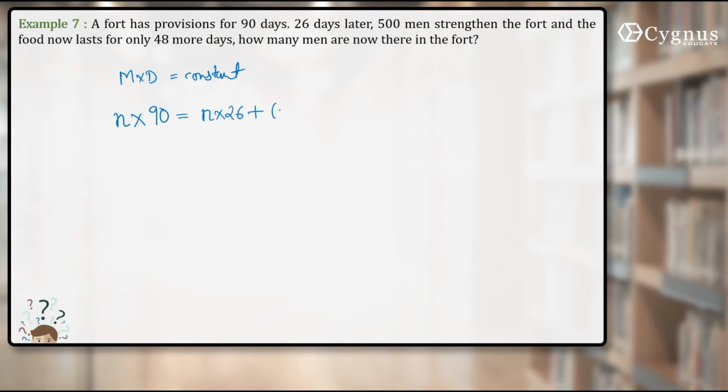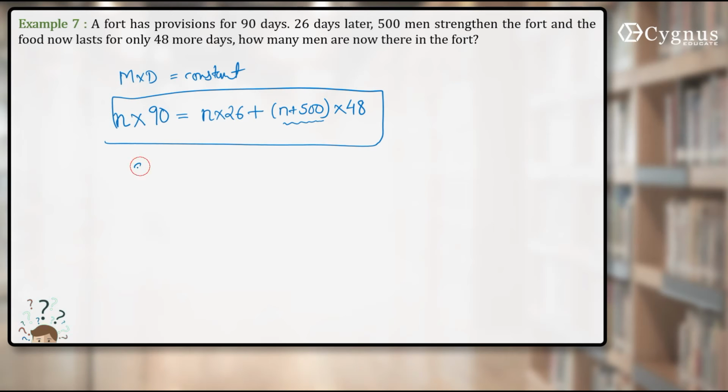Next time, 500 people will increase it. So I'll multiply it by 500. They can have the food for how many more days? Now the food lasts for only 48 more days. That means this group can have the food for 48 days only. Yes or no? This is one equation, one variable. We'll get the value of n from here.